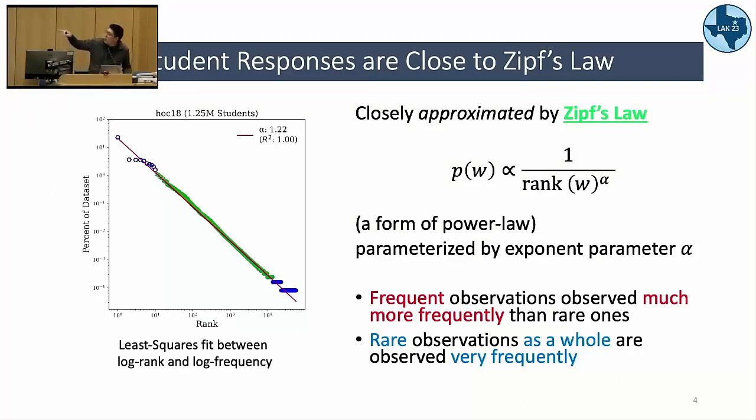If you take a look at the log rank and the log probability, that alpha is essentially the slope of this relationship. And what this means is twofold. One, frequent responses are observed much more frequently than others. But more interesting than that, rare responses as a whole are observed a lot as well. That's why you had that exploding number of unique responses to these simple block-based programming assignments.